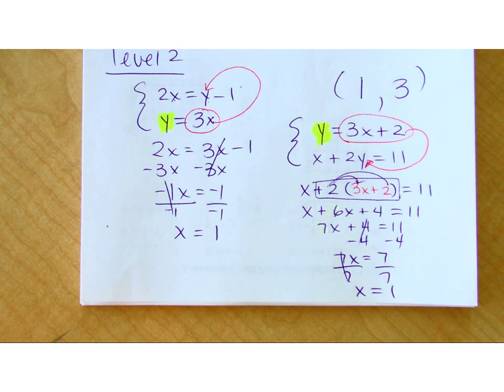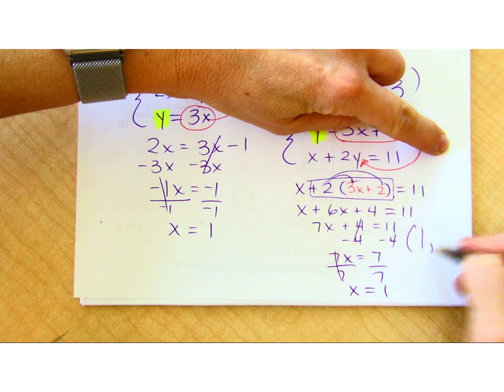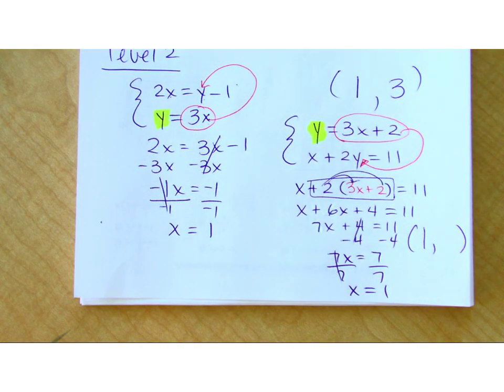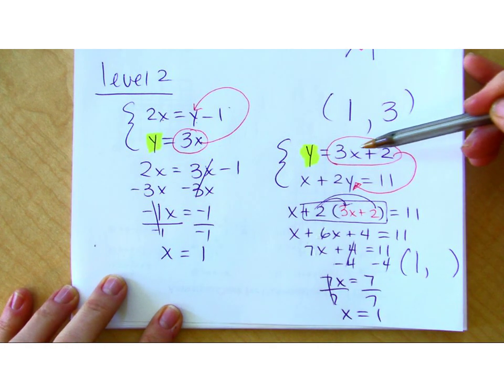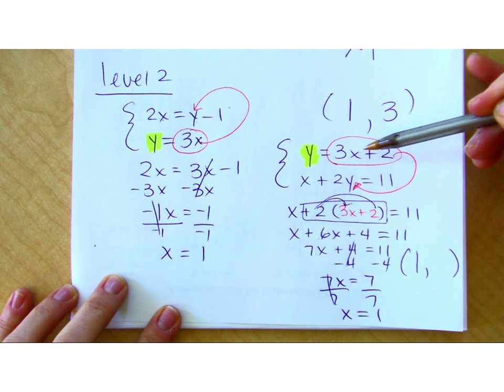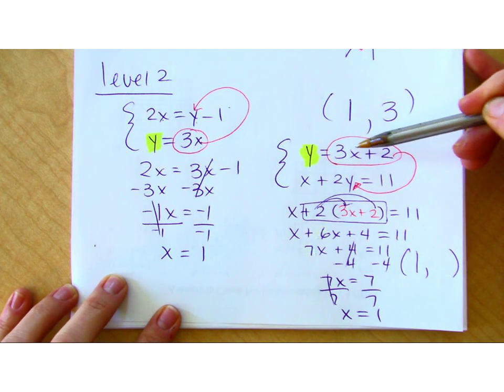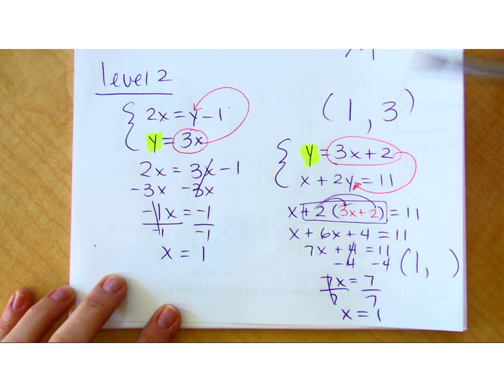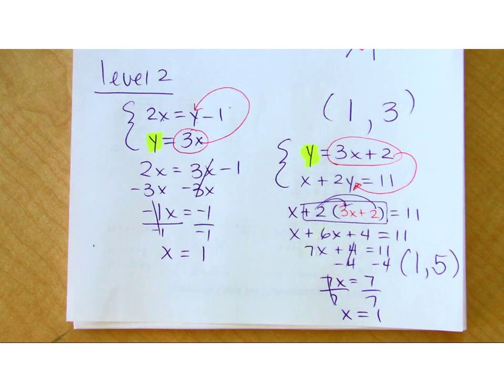I know that my x value is 1. And what do I do to find my y? I use substitution. I pick one of the two equations. I put a 1 in for x. I'm picking this one because I don't have to do any solving. All I got to do is put it in here, times 3 plus 2. So what's that going to give you for your y? 5 when x is 1.